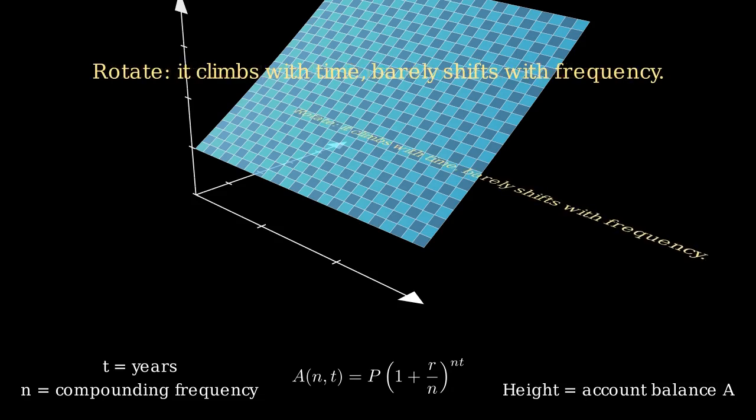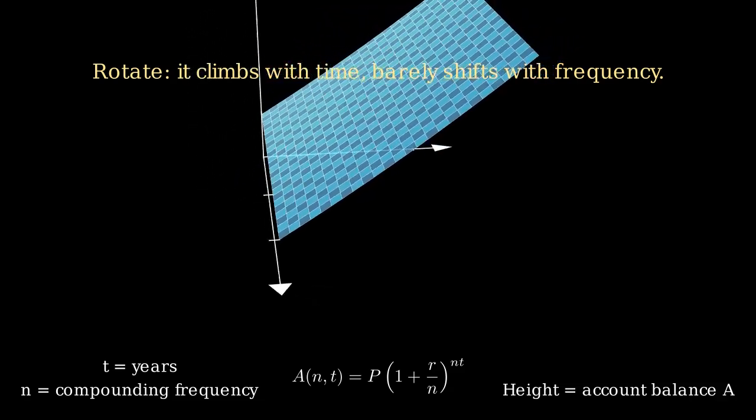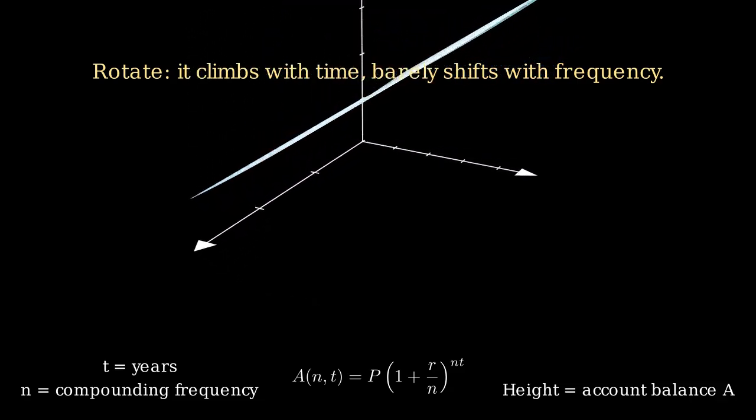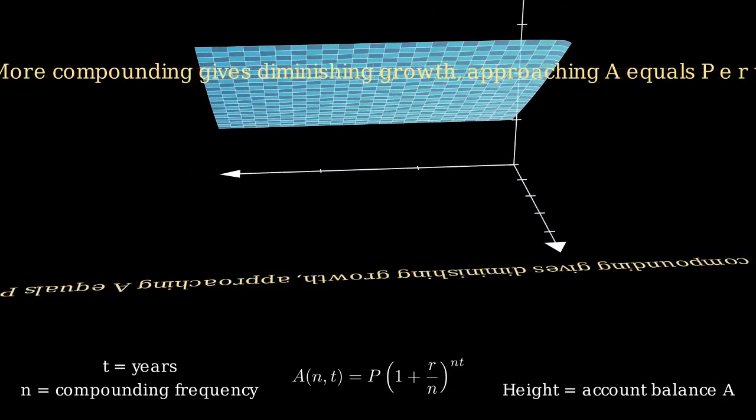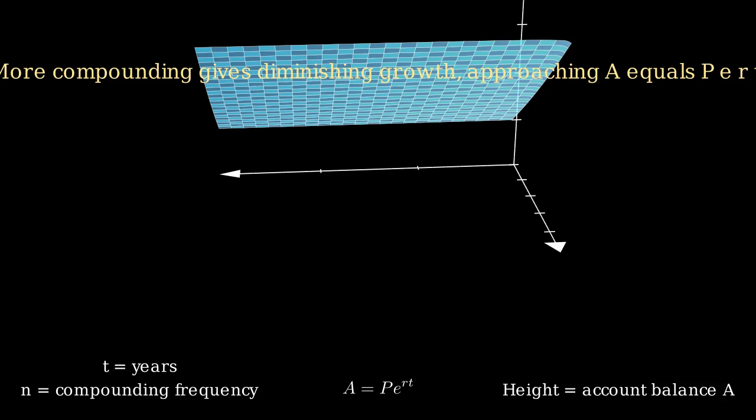Rotate around it and you can see the surface climbing steeply as time increases, while barely changing as you increase the compounding frequency. That happens because more frequent compounding gives diminishing extra growth, approaching a smooth limiting curve. The continuous compounding formula A equals P times e to the power RT.